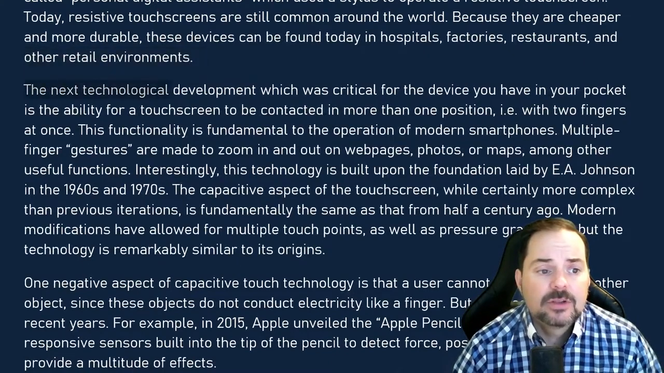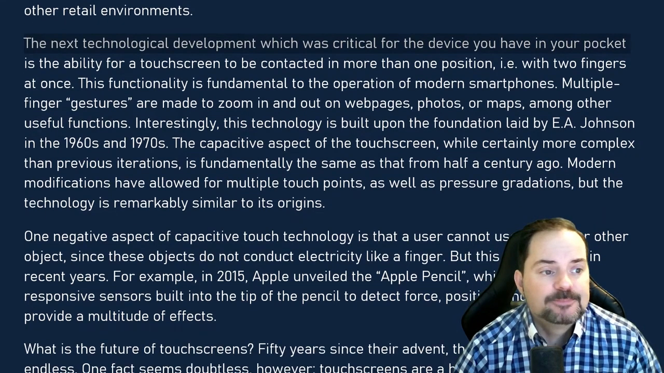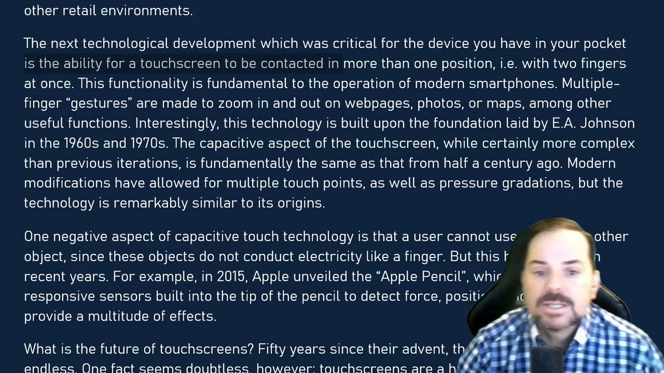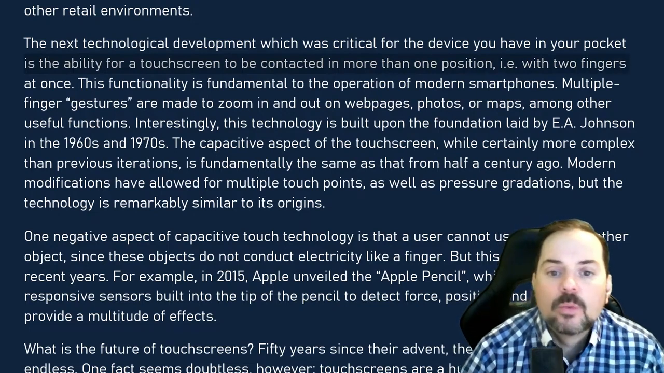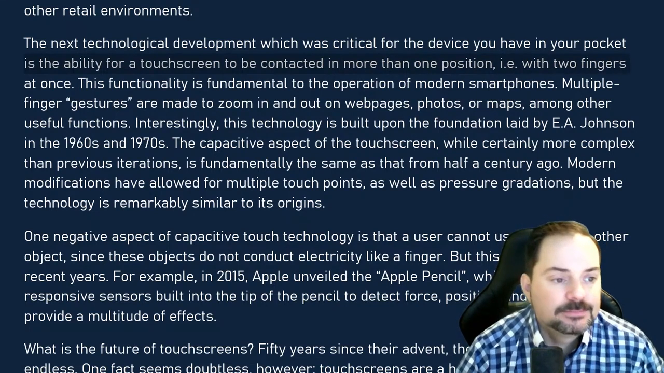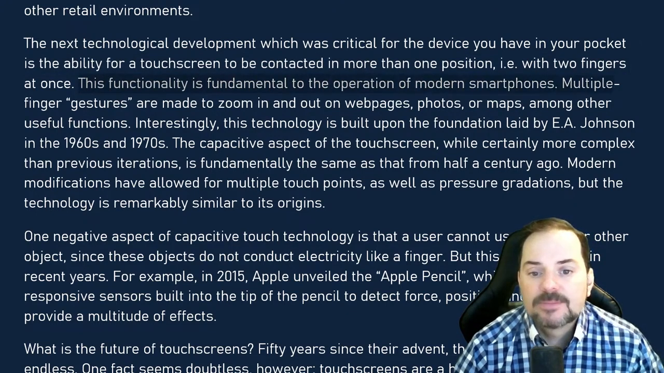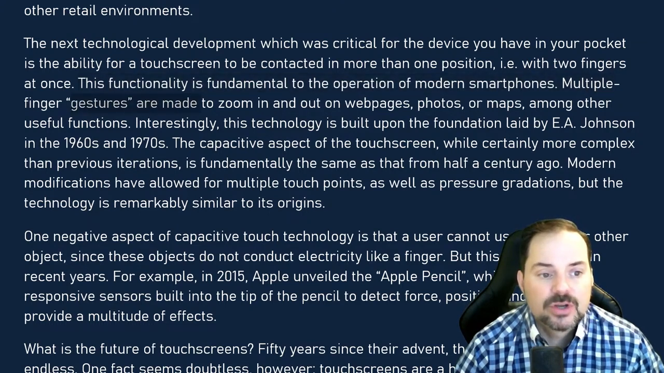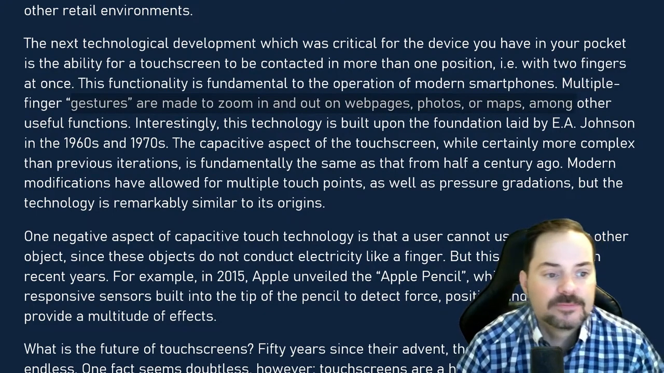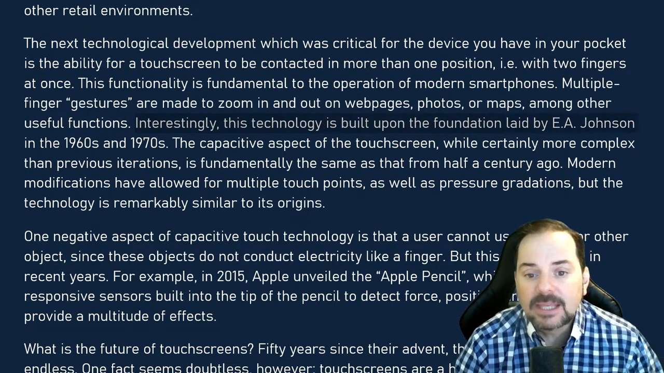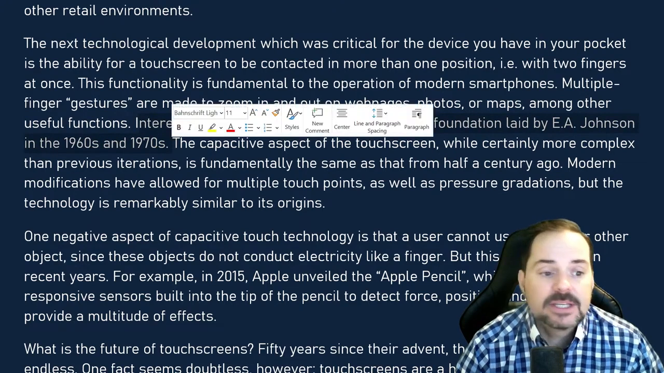The next technological development, which was critical for the device you have in your pocket, is the ability for a touchscreen to be contacted in more than one position, i.e., with two fingers at once. This functionality is fundamental to the operation of modern smartphones. Multiple finger gestures are made to zoom in and out of web pages, photos, or maps, among other useful functions. Interestingly, this technology is built upon the foundations laid by E.A. Johnson in the 1960s and 70s.